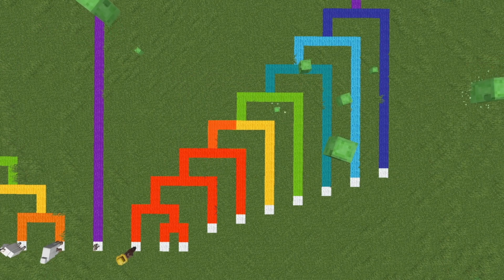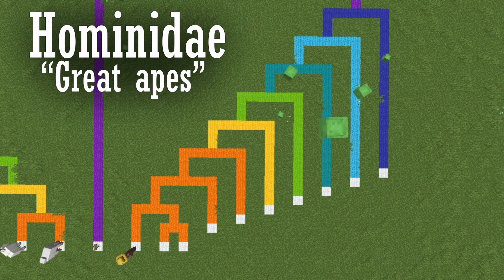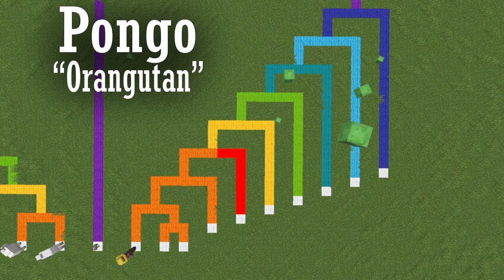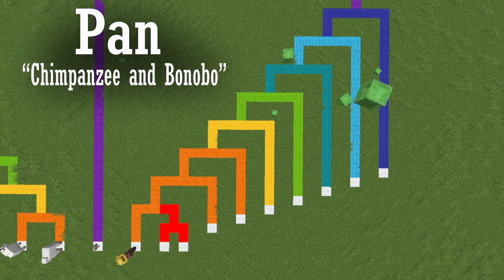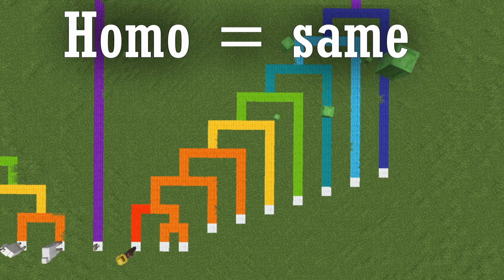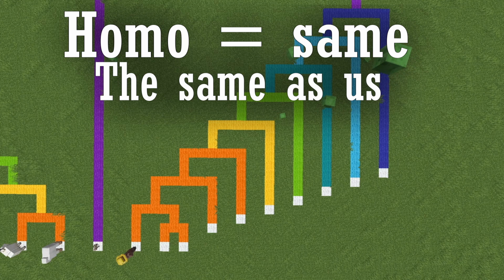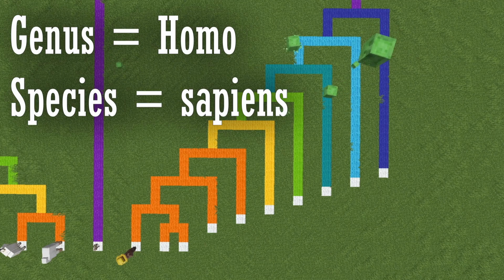For example, this orange marked area here is our taxonomical family, the great apes. They're composed of 4 different genera. We have genus Pongo, which are the orangutans, genus Gorilla, which are the gorillas, genus Pan, which is the chimpanzees and bonobos, and then genus Homo. Homo meaning the same, in this case the same as us, because everything in genus Homo is a human. This is obviously where we Homo sapiens are located.